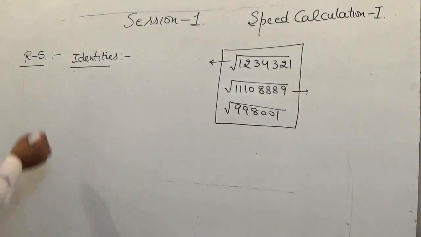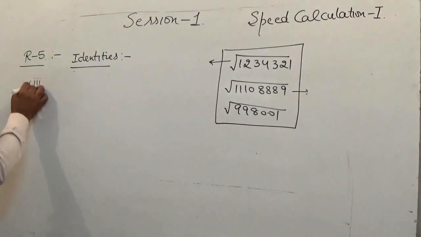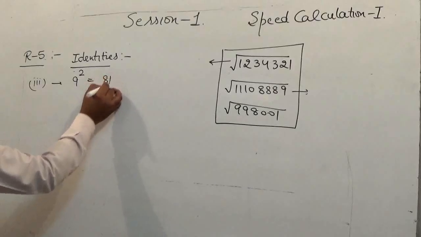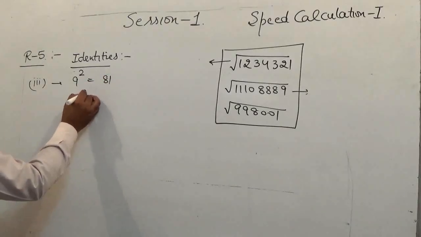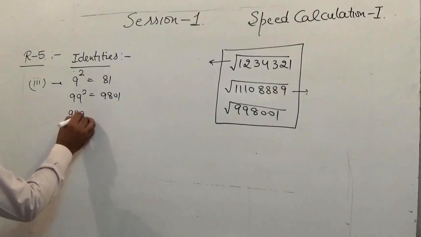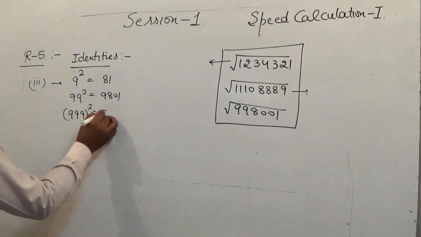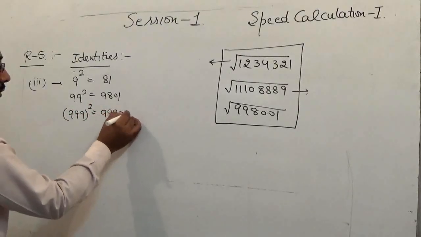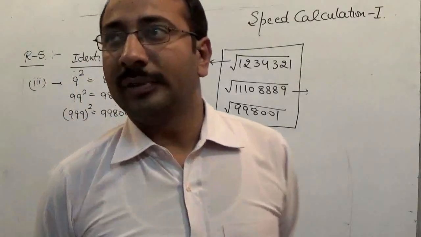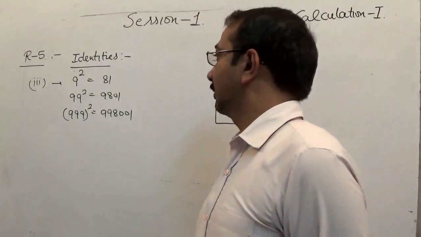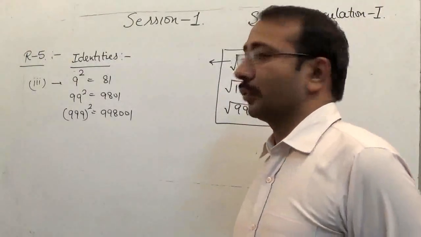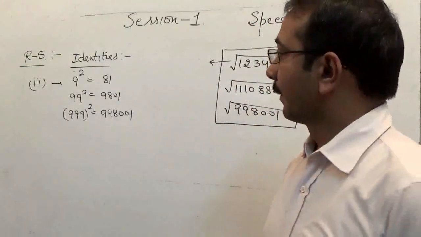Then we have the third rule that applies in the case of 9. We know that 9 square is 81, 99 square is 9801, 999 square is 998001. Now we will find the square of any number containing all 9s. If we have to answer this question, what will we try?